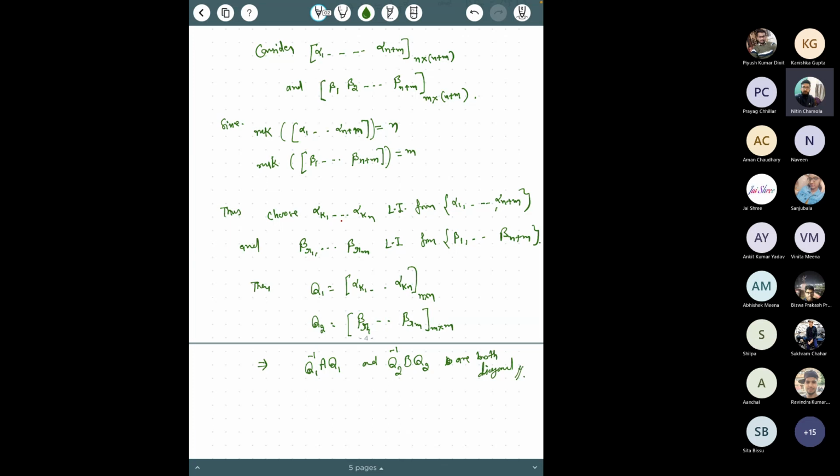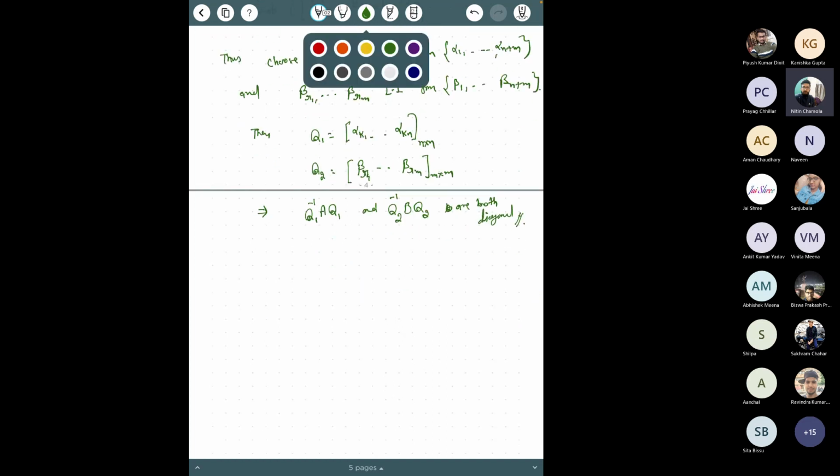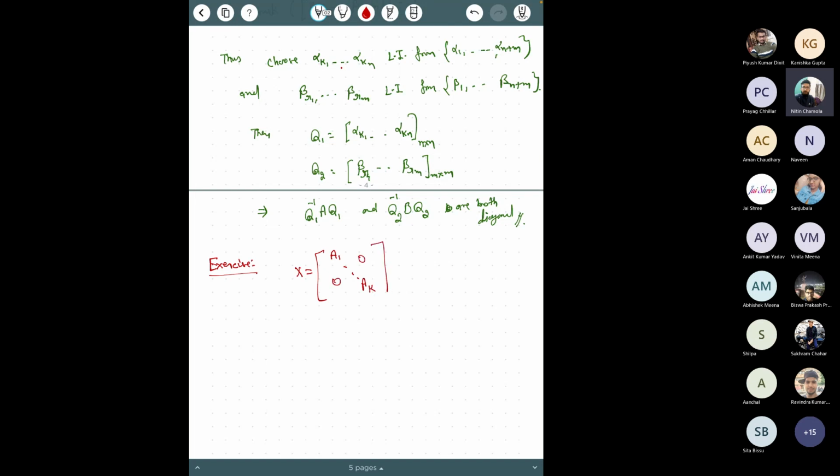Okay, now I proved this result for two matrices, but you can extend this result and prove it for, let's say, any number of blocks on the diagonal of X. So let me give you this as an exercise. The same proof you can extend for this. So let us suppose that X is of this form, A1 and so on up to Ak. Let's say it has k blocks where k is greater than 2.